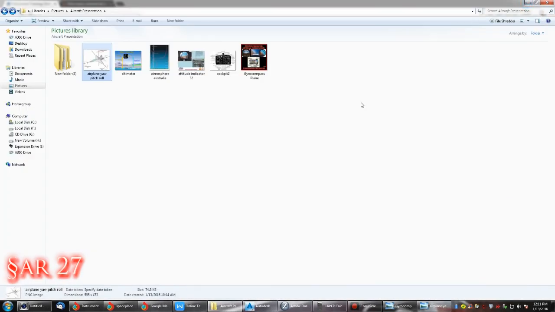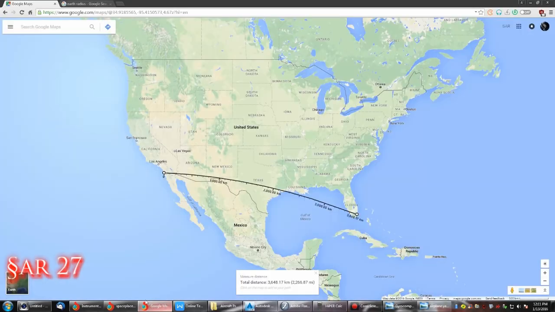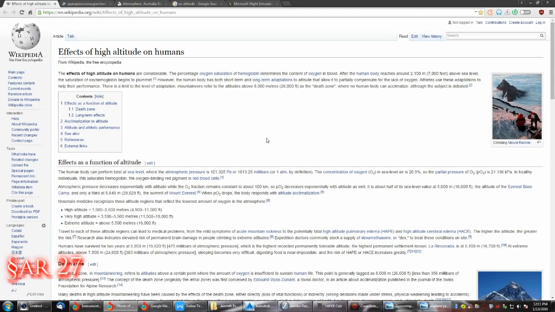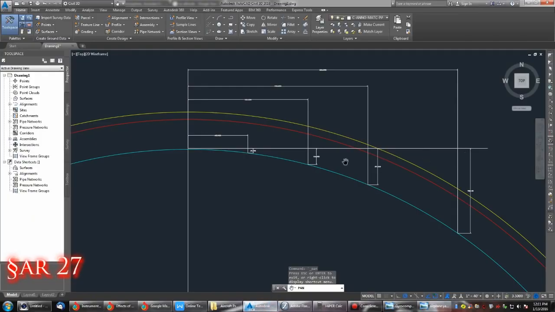Now, another thing that I want to show is that there are effects of high altitude in these planes, but the cabins are actually made to have the same pressure as an 8,000 foot flight. But the problem with going in a straight line and not compensating for the curve would be really, really disastrous if they went into the exosphere.